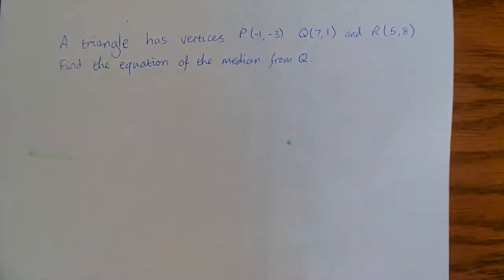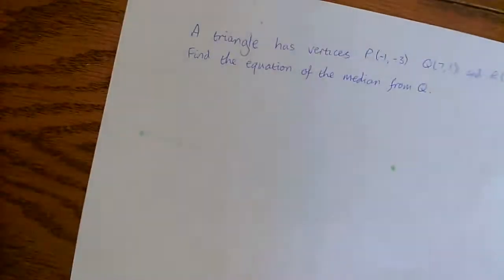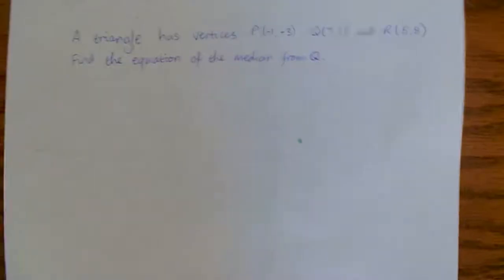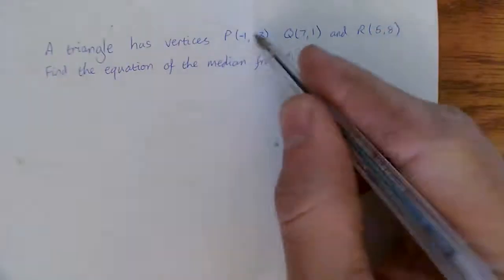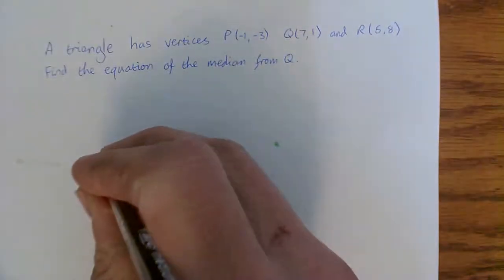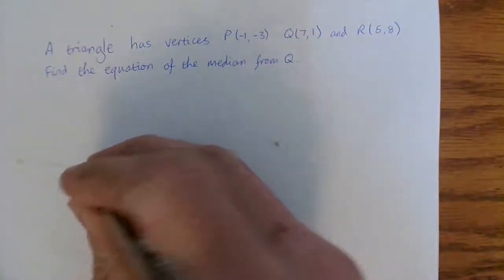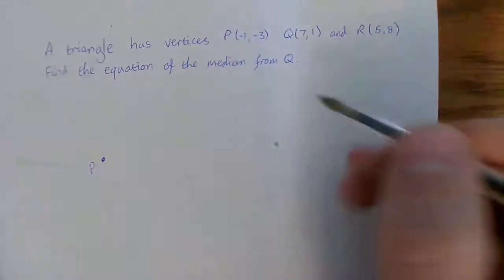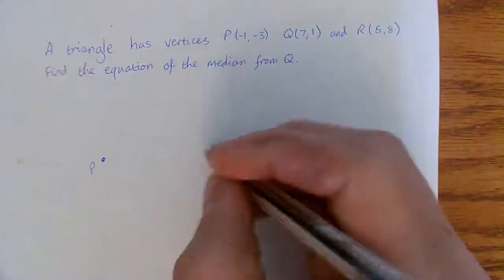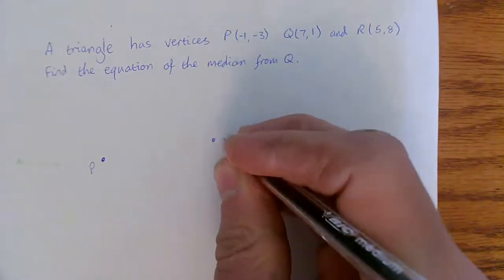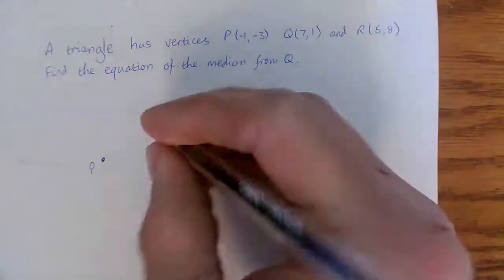So here are our two examples. The first one involves finding the equation of the median, and before I even begin, I'm going to plot out where this triangle is. It doesn't have to be an accurate sketch, but just getting a feel for it. There's P at -3, Q at 7, 1, and R at 5, 8.